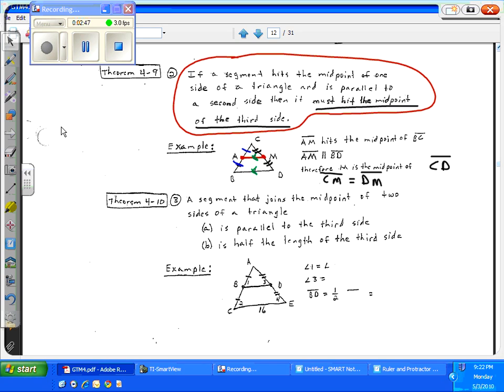Okay? We were given the blue and the green, and we concluded the black. If a segment, the segment in question is AM, hits the midpoint of one side of a triangle, that's the blue, and is parallel to a second side, that's the green, then we reach the conclusion that it must hit the midpoint of the third side, that's the black. Okay?